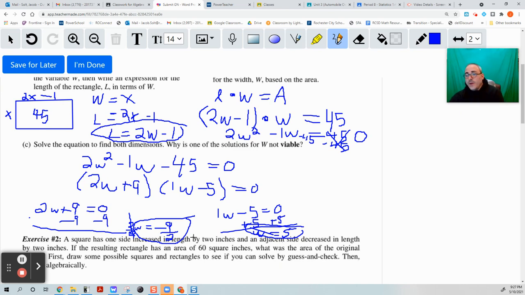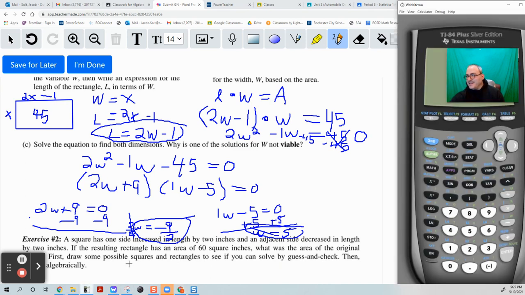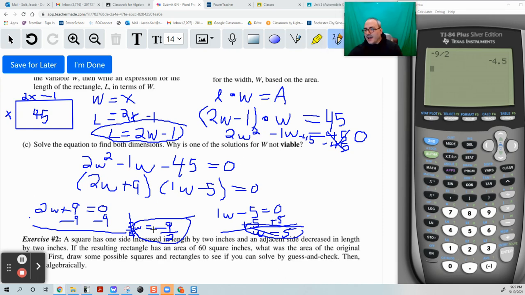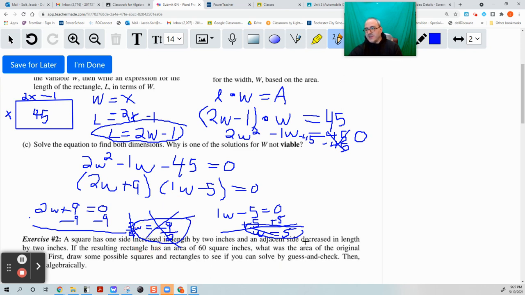Great. Okay. Well, obviously I can't have w equal to negative 9 over 2. I mean, what even is that? I've got to get that out of my way. That'll be a negative number. Negative 9 divided by 2 would be negative 4.5. And I can't have a width of negative 4.5. That doesn't even make any sense. So in the grand scheme of things, I have to just reject this as not viable, and I'm going to use w as 5.